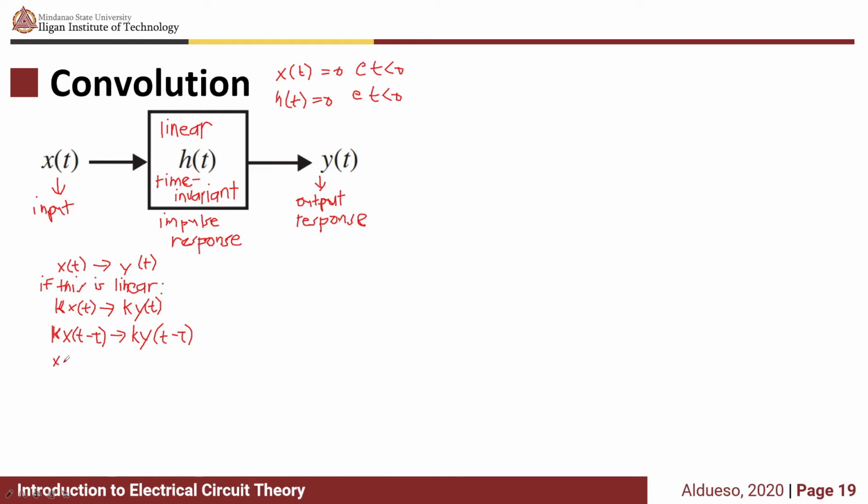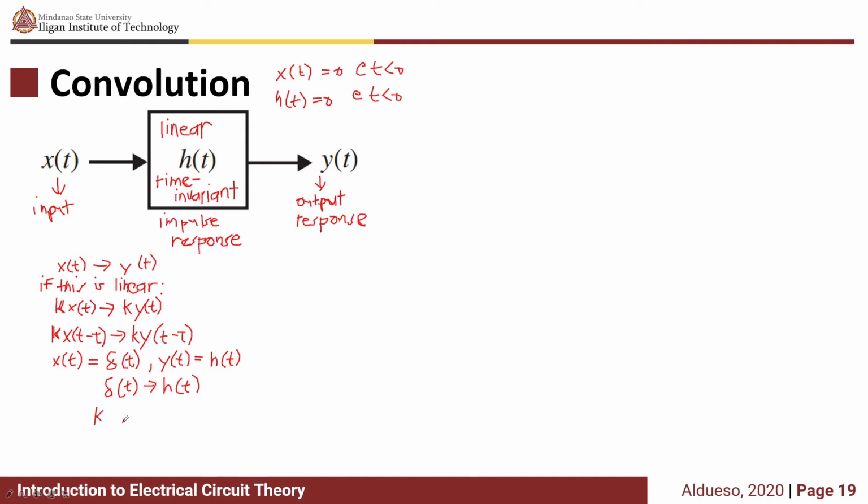Now if our x of t is equivalent to an impulse function delta of t, the output response is equivalent to h of t. This shows how the impulse function causes the output response to be equivalent to h of t.